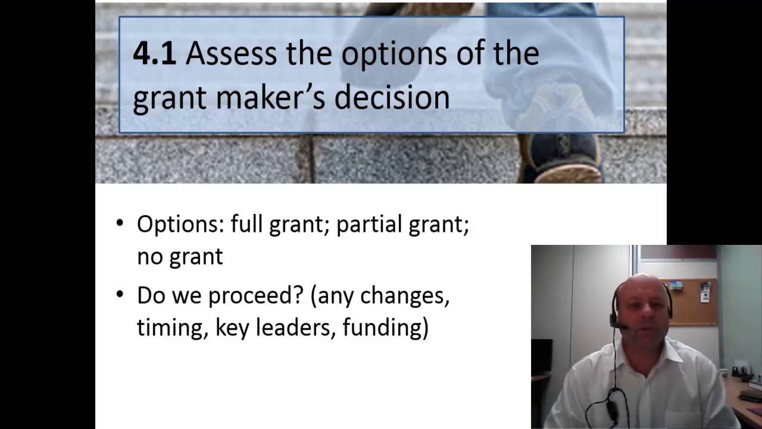So let's begin with 4.1 and how we assess our options of the grant after the grant maker's decision. Well, we don't have the ability in most of these to go back and change the grant maker's decision, so the grant maker usually has a few decisions that they can make. One is they can give us the full amount of the grant that we had asked for within our budget or as we did our proposal. They may turn around and say, yeah, we'll support your project, but we're going to give you a portion or a partial amount of the grant that you actually looked for.